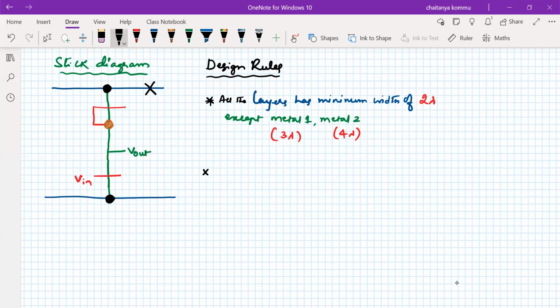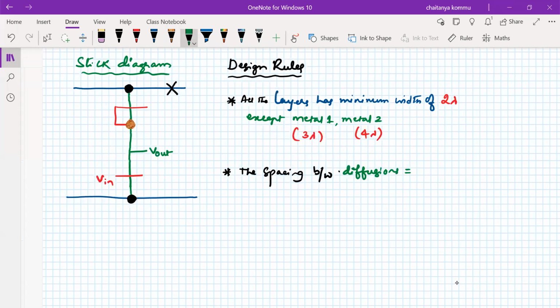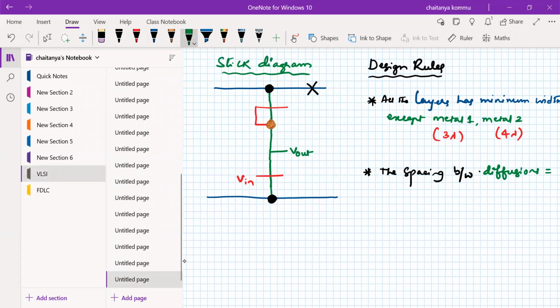What is the second point that we have to remember? The spacing between the diffusions, but I have to take another color, the spacing between the diffusions is equal to, what is the value that we have seen? 3 lambda, right? Let me check without having the problem.